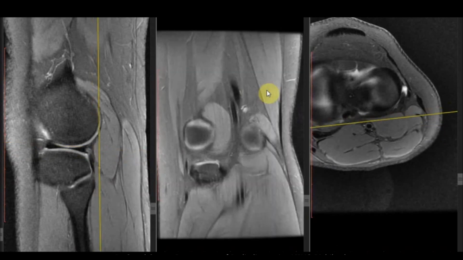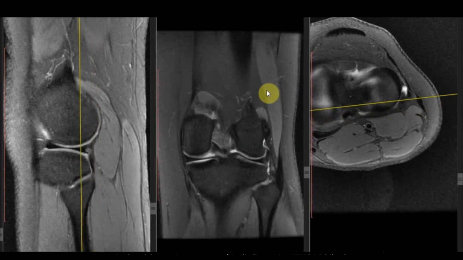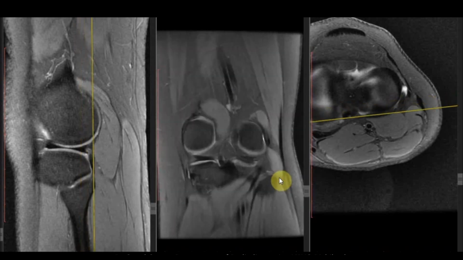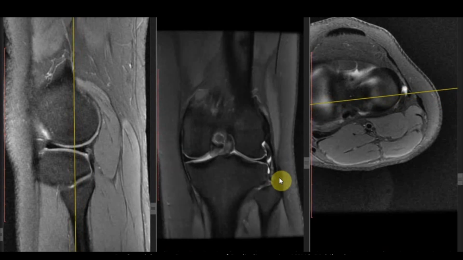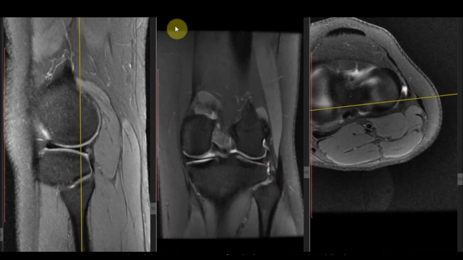Here in the coronal plane, you can see a very nice tendon insertion over the head of the fibula. This is the biceps femoris tendon, and it has a conjoined insertion with the lateral collateral ligament. So this is the lateral collateral ligament, this is the biceps femoris, and they form the shape of the alphabet B.